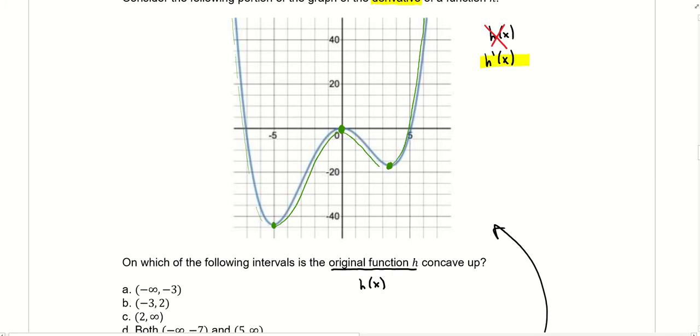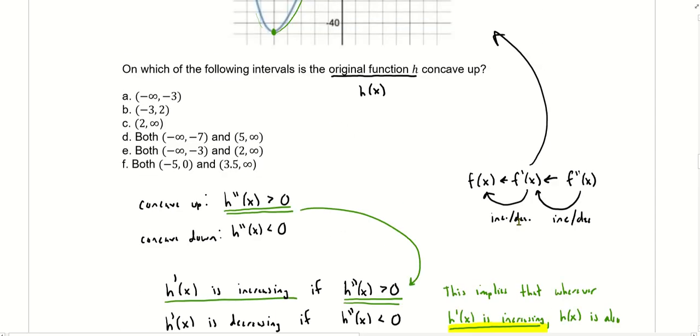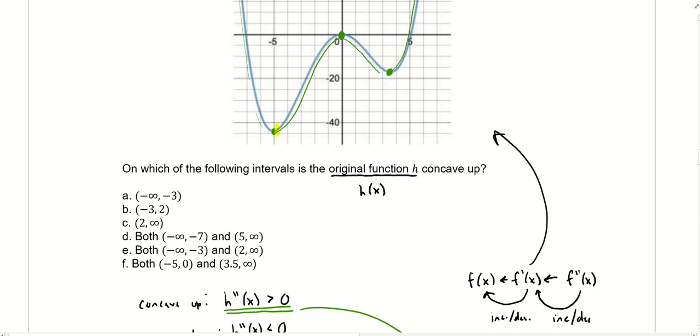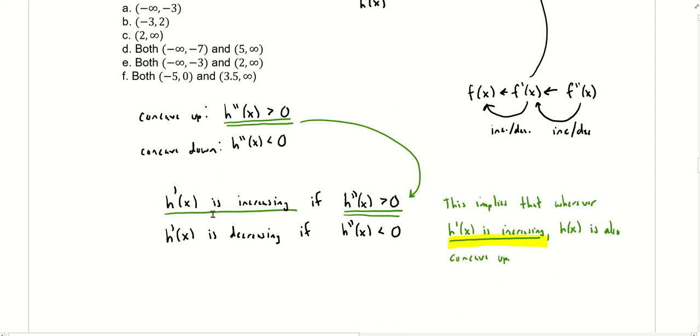Okay, so what we just did is we showed where the first derivative, this picture, is increasing. We said that it's increasing on this interval here and this interval here. And we just mentioned that if the derivative is increasing, it means that the second derivative is positive, which means that's where we have concave up for the function.